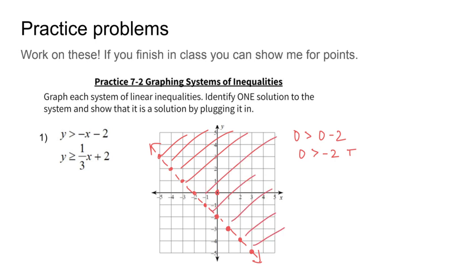All right, now I'm going to plot my second one. So I begin at 2. My slope is 1 over 3. So I'm going to go up 1 to the right 3. And the same in the other direction. This is going to be a solid line.